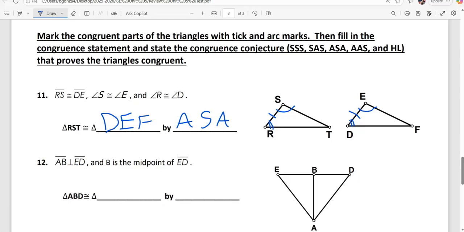AB is perpendicular to ED, so that means 90 degrees on one side and on the other side. If B is cutting a midpoint of ED, well, that means it cuts it in half, tick mark on each side, and then these two triangles touch right here. So that ABD flips over and matches ABE. And why? Well, follow the tick, arc, tick, which means side angle side. Cool.